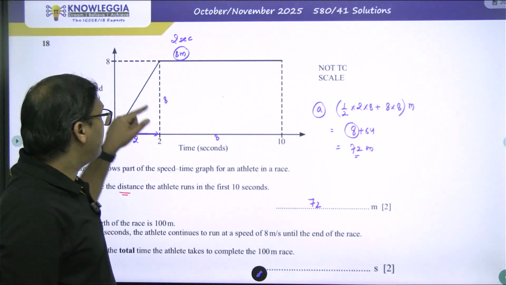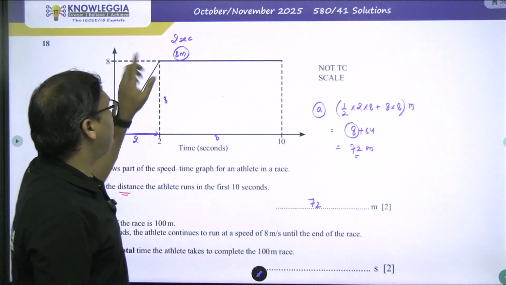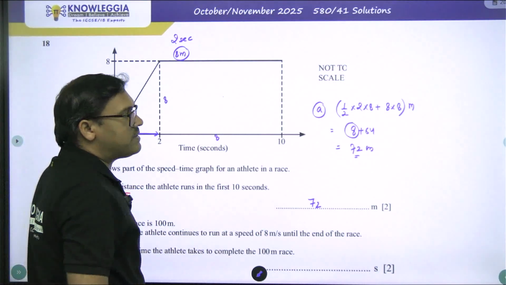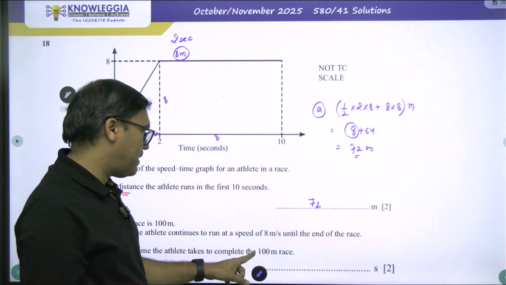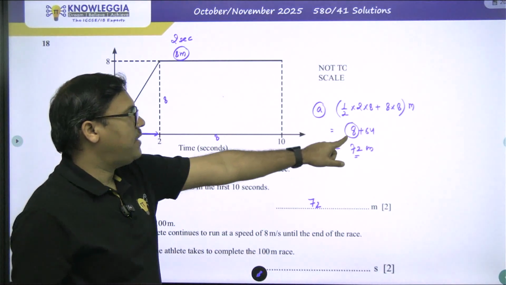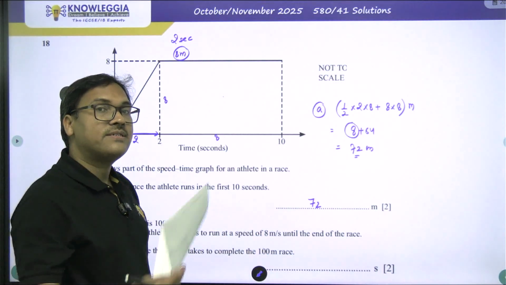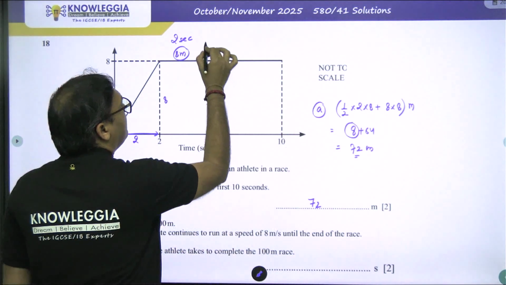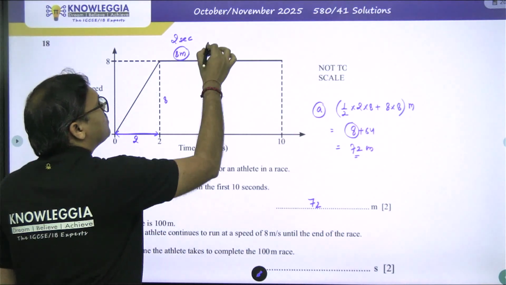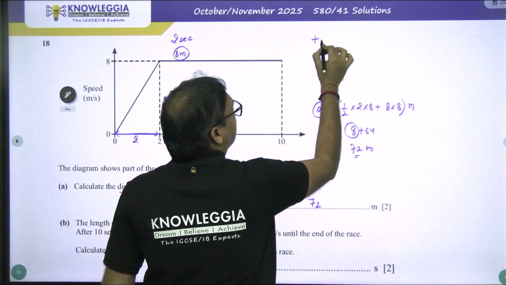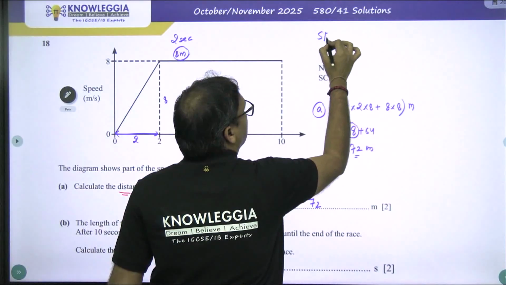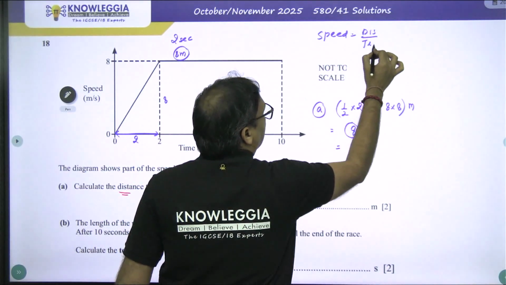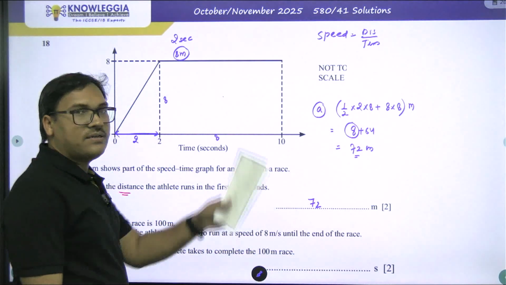Now after that, he is running at a speed of 8 meters per second. Correct? And how much distance does he have to travel? Total 100, and he has covered 8 meters from this. So what is the distance remaining? 100 minus 8 meters. Correct? So what is the time taken? Time taken is distance upon speed.